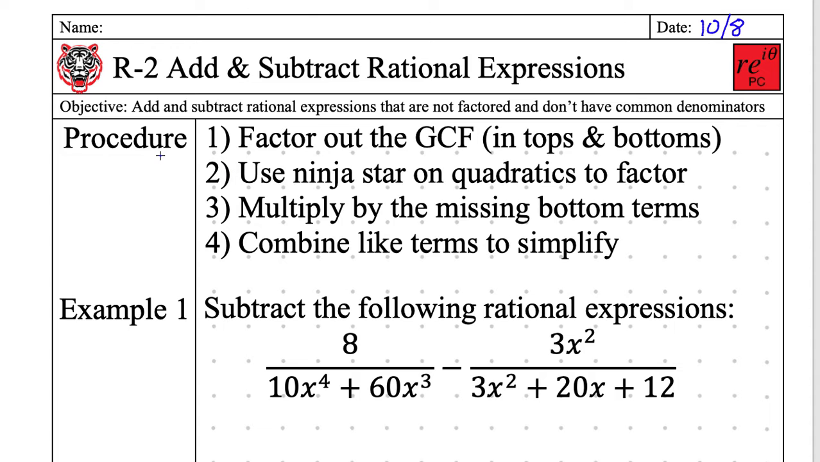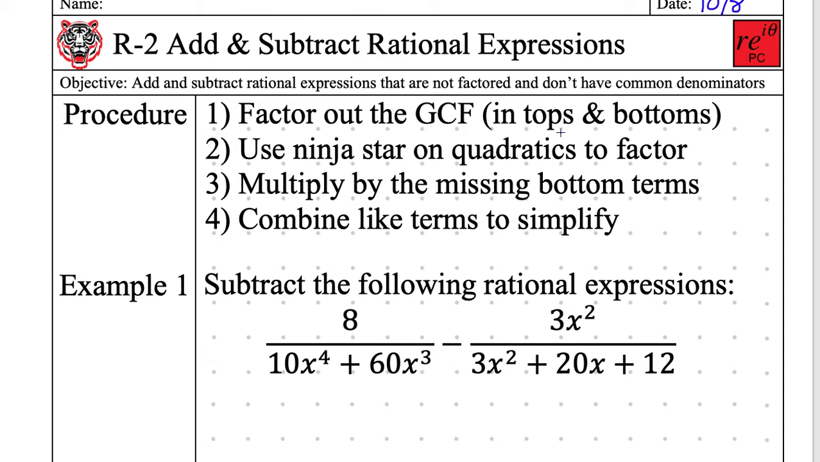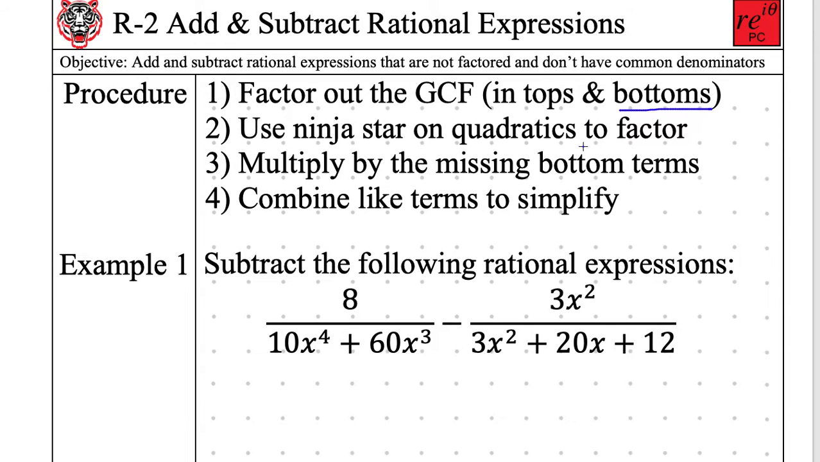Our objective today is to add and subtract rational expressions, obviously, but they are not factored and don't have common denominators. All of that is the reason that it makes this really hard. I've broken it down into 4 steps. First, factor out the greatest common factor in both the tops and the bottoms. Usually you'll only have it on the bottoms, but whatever. Maybe underline bottoms, that's usually the one that you're going to have to factor.